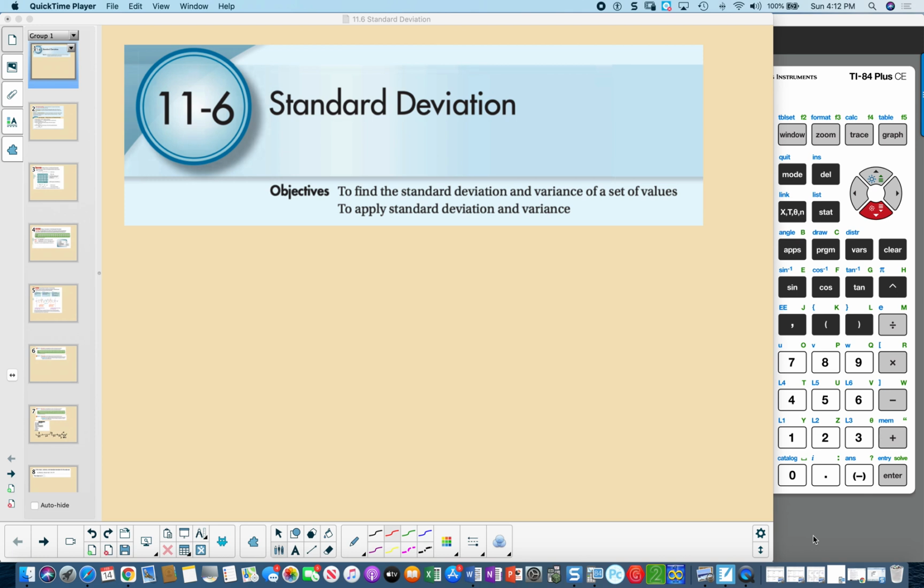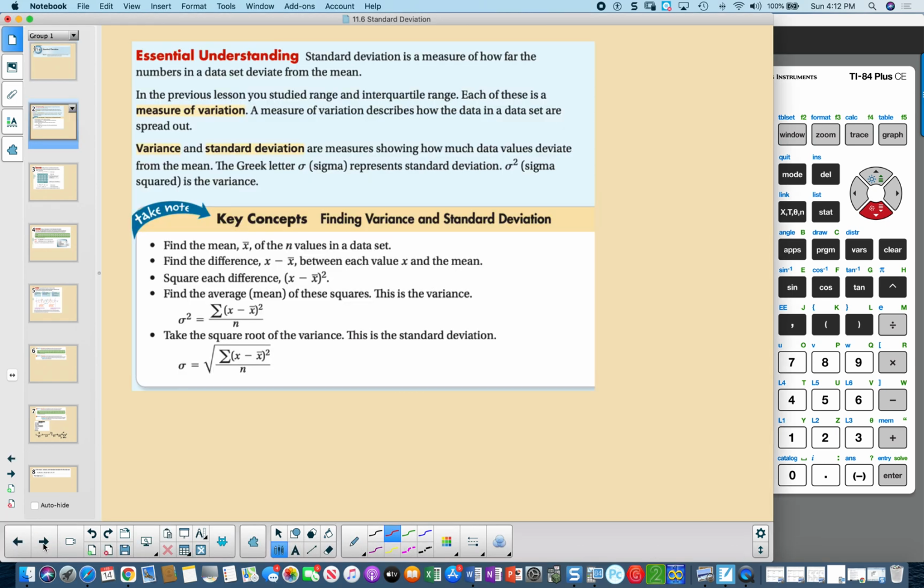Standard deviation. To find the standard deviation and variance of a set of values, to apply standard deviation and variance. All right, standard deviation is a measure of how far the numbers in the data set deviate from the mean. So variance and standard deviation are measures showing how much data values deviate from the mean.